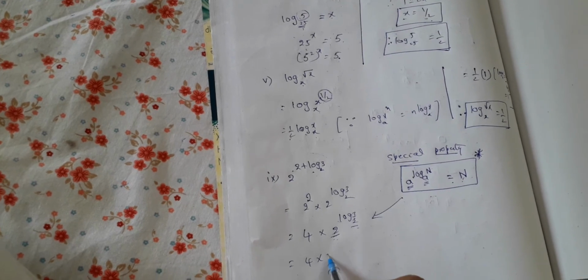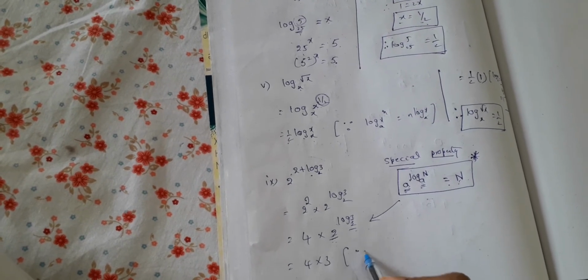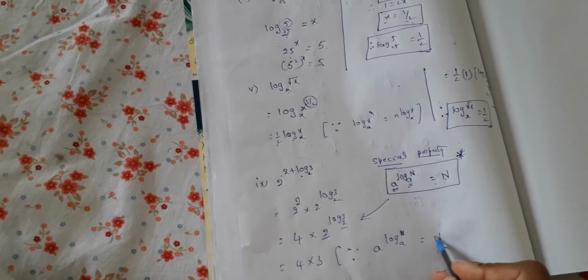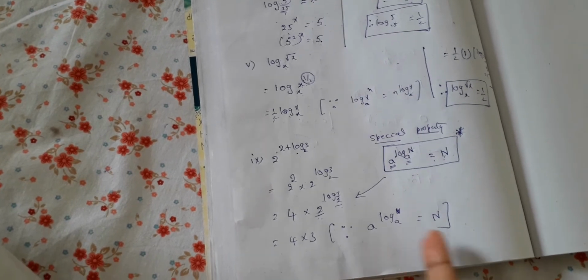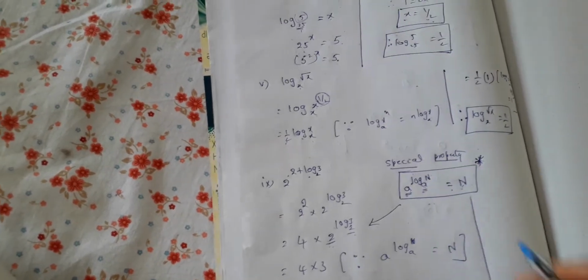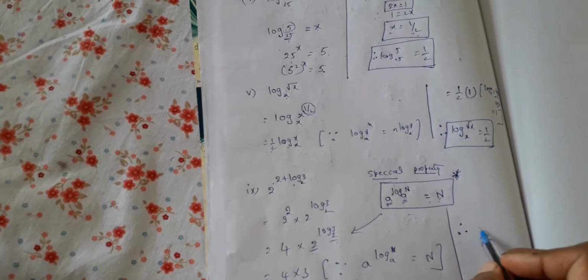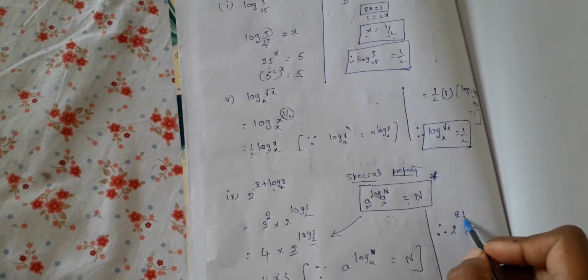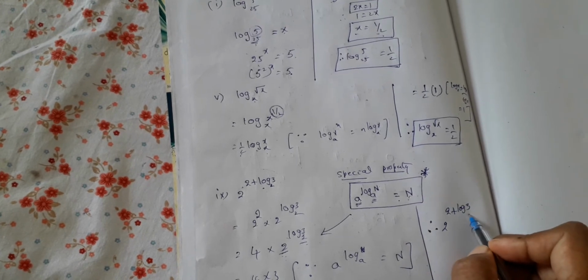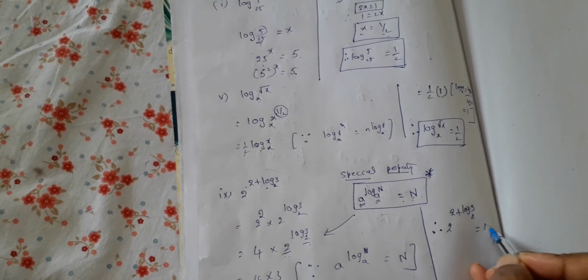So 4 into 3. Here you have to write the reason, since a power log n base a is equal to n is the property you are using. You have to mention the property, children. So that is equal to 12. So what is the conclusion? I am giving the conclusion here. 2 power 2 plus log 3 base 2 is equal to 12.